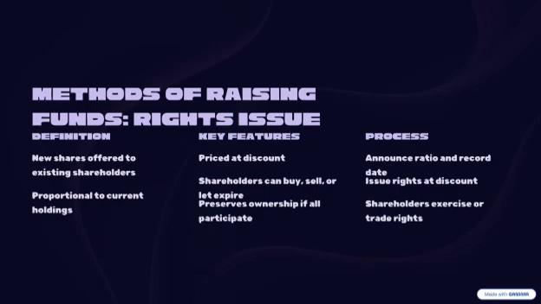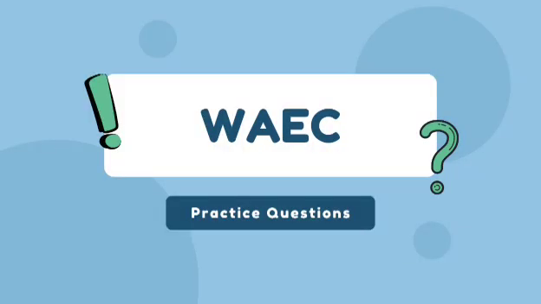Record date is established to determine eligible shareholders. Now, rights are issued typically at a discount, and shareholders can exercise, sell, or let their rights expire. It is time for us to practice another why question.